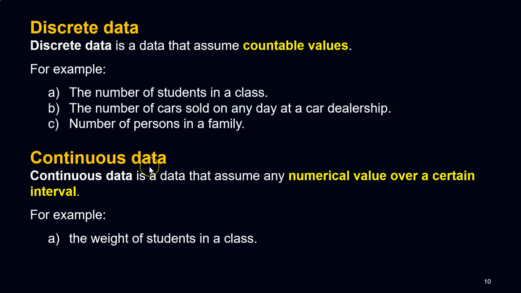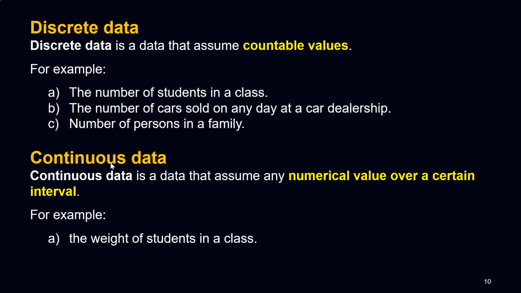But for continuous data is a data that assume any numerical value over a certain interval. Meaning that for continuous data you involve interval, ada selang dekat situ. Interval means selang ataupun range. For example, the weight of student in a class, berat student. Kalau berat student usually kita akan letak dalam bentuk range or interval. For example, 40 kg to 50 kg, 60 to 70 kilos. That one is continuous. Anything that involve interval ataupun range or selang, that one will be continuous data.